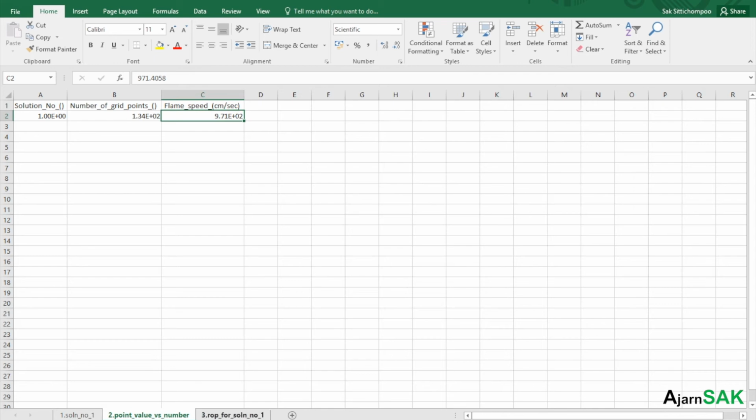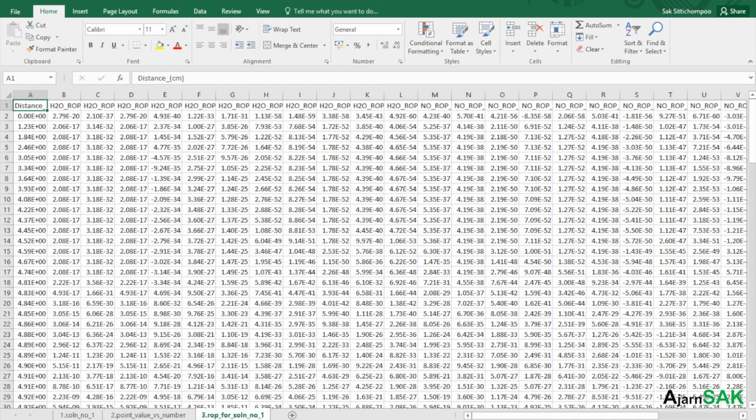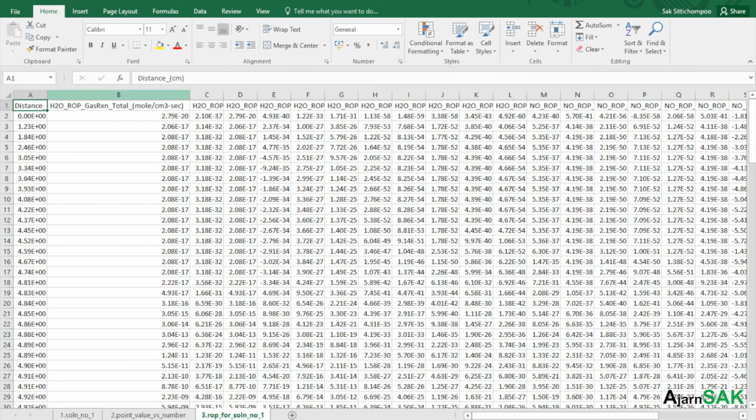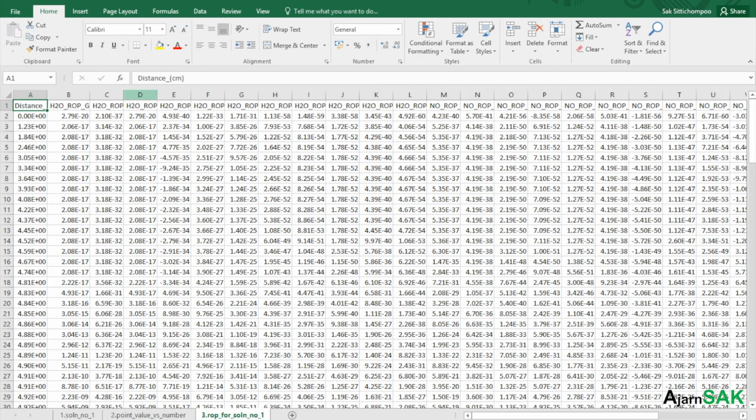Alright, so let's go to this one. These are rate of production. These are also very interesting because this is total. Let's go to, for example, hydrogen, water. I only take out the water. Let me tell you like this. These are all the reaction steps. So this is one reaction step, right? Yeah, this is one reaction.